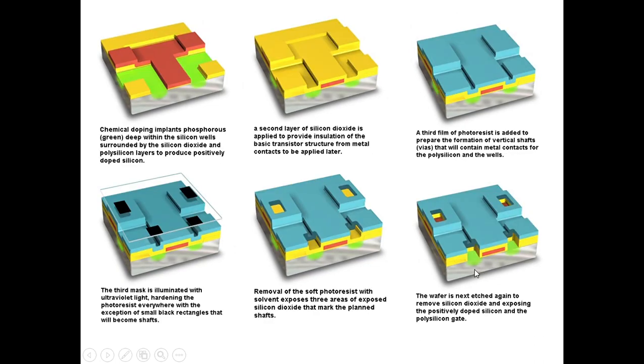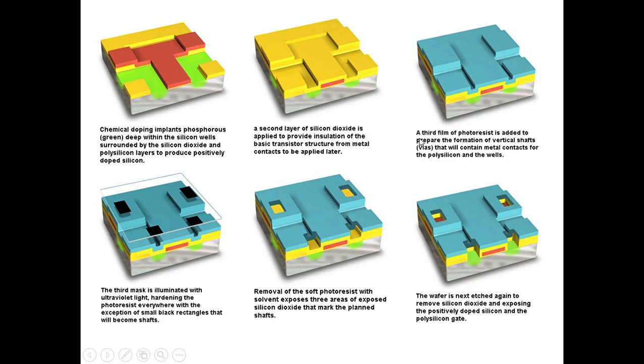Okay, and here you have this chemical doping that implants phosphorus. Okay, so in the green color here you can see deep within the silicon wells, surrounded by the silicon dioxide and polysilicon layers, to produce positively doped silicon. Okay, a second layer of silicon dioxide is applied to provide insulation.